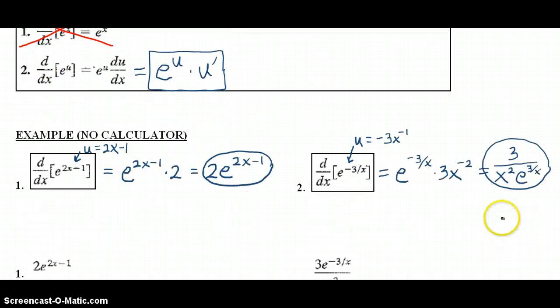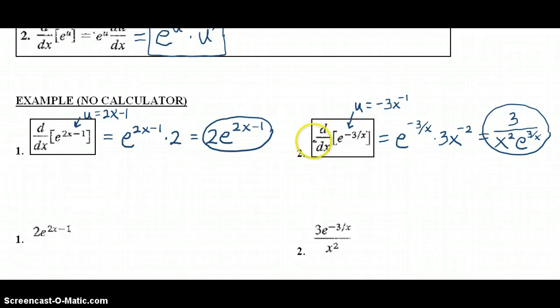But as I scroll down and look at the scanned in answers, you can see number 1, the answer that I have circled, is the same as the answer from the scanned in solutions. Number 2, however, they left e to the negative 3 over x power in the numerator. I can't really see that happening, to be honest, but you never know.